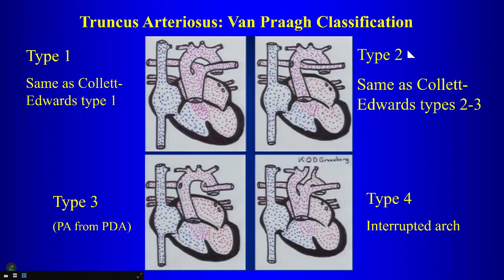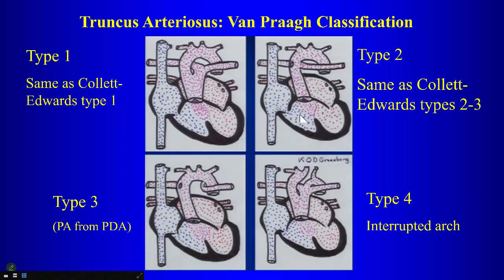A better classification is the Van Praagh classification, where type 1 is the same as Collett-Edwards type 1, where there is a main pulmonary artery. Type 2, there is no main pulmonary artery. The right and left pulmonary arteries just come off as separate branches from the truncus. Type 3, one pulmonary artery can come off of the patent ductus arteriosus. And type 4, they incorporated the fact that interrupted arch is commonly associated with truncus. So type 4 in the Van Praagh, there's an interruption of the aortic arch.